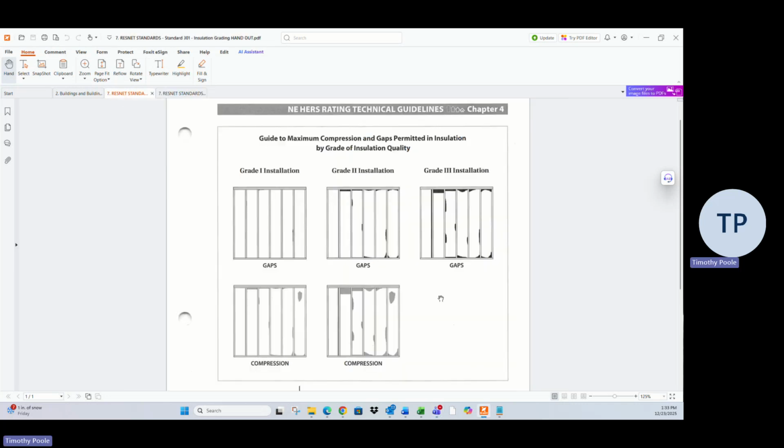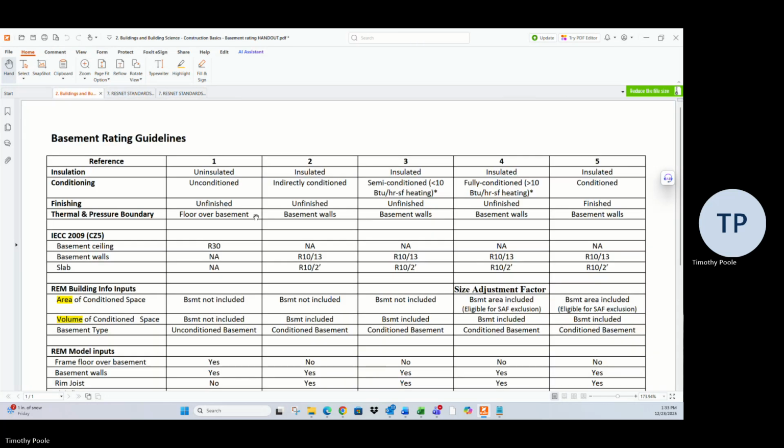In our course, we'll talk about R values. We'll talk about insulations. We'll talk about the envelope and the building enclosure. We'll also talk about grading insulation. This determines how well the insulation is installed. And we'll also talk about how insulation affects basements and whether it's considered an unconditioned basement all the way up to a fully conditioned basement.